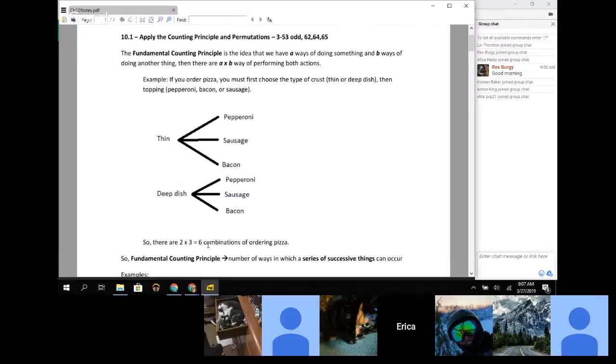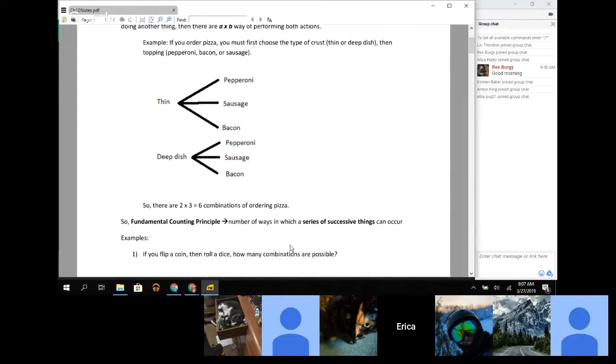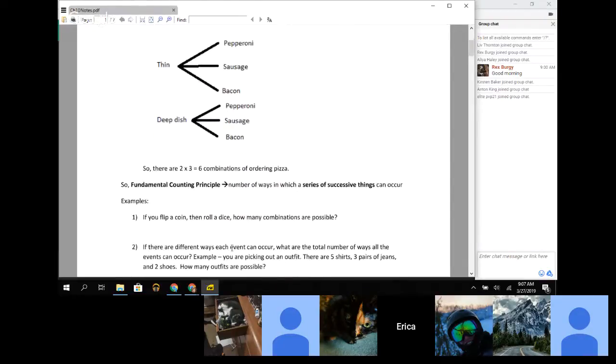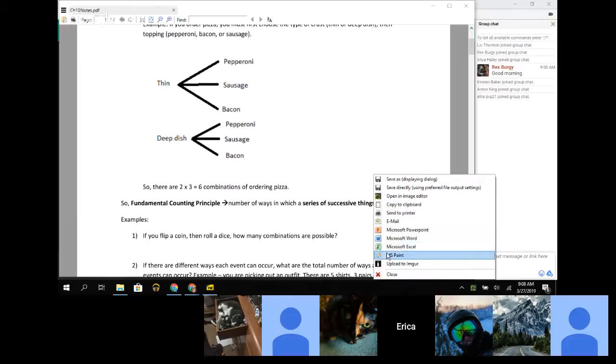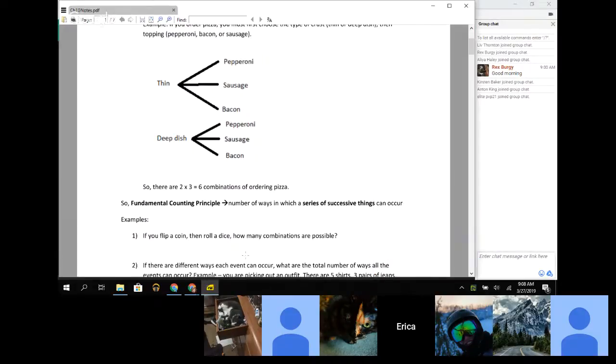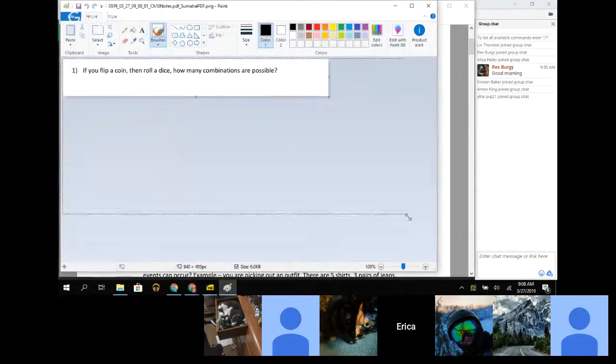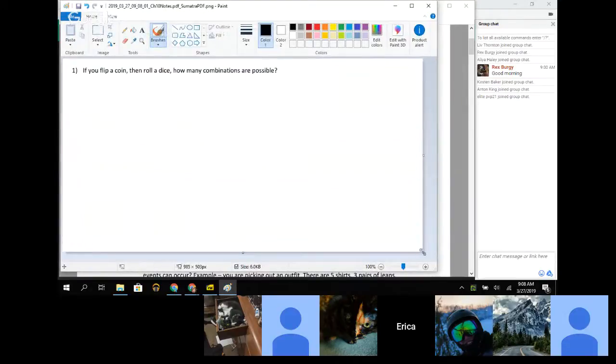So there are 2 times 3 equals 6 combinations of ordering pizza. The fundamental counting principle is the number of ways in which a series of successive things can occur. So, for example, if you flip a coin and then you roll a dice, how many combinations are possible? I think these problems are fun because it's something different, right? If you flip a coin, then roll a dice, how many combinations are possible?